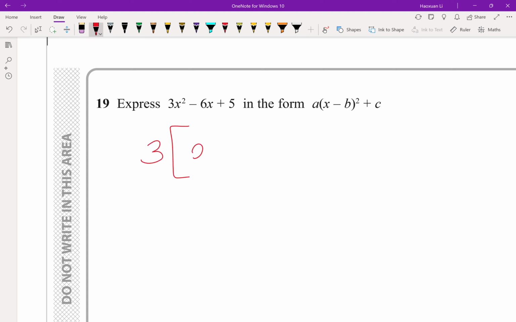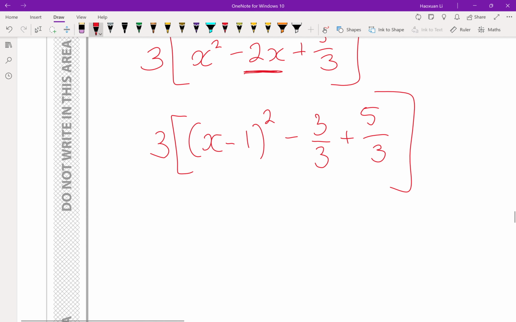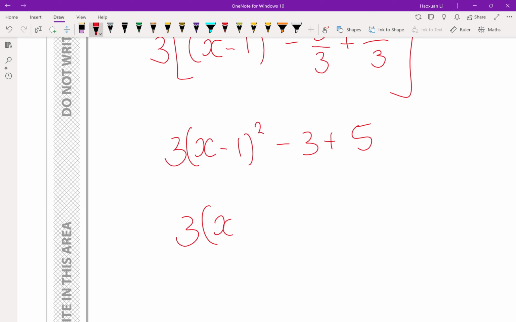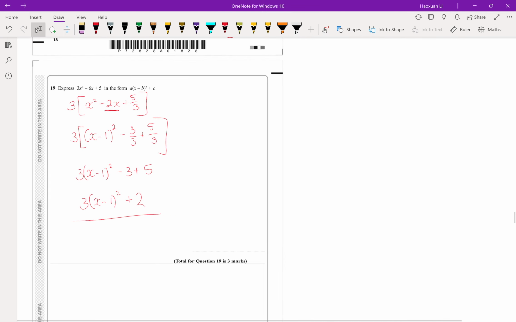Therefore 3x squared minus 2x plus 5 over 3. So therefore now you just have to divide this middle term by 2. So 3 times x minus 1 squared minus 3 over 3 plus 5 over 3. So therefore 3 times x minus 1 squared minus 3 plus 5. Therefore 3 times x minus 1 squared plus 2. Therefore this would get you that 3 marks.